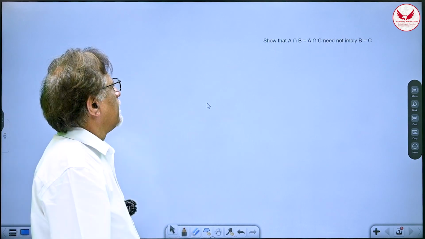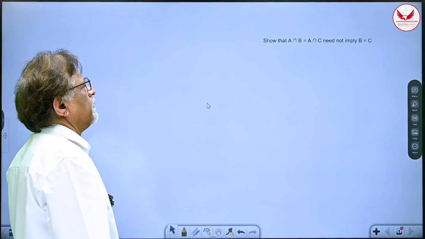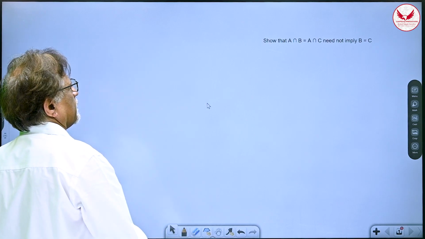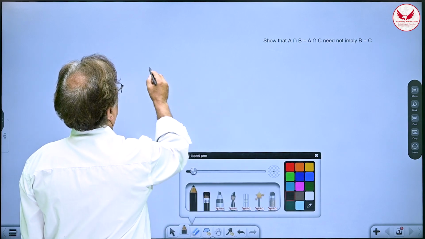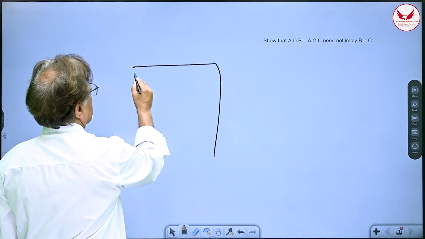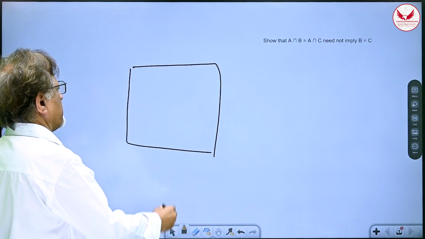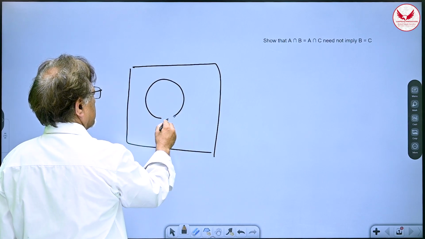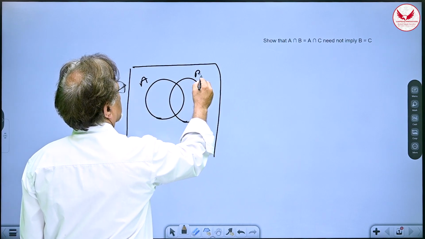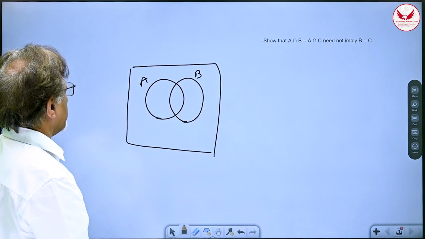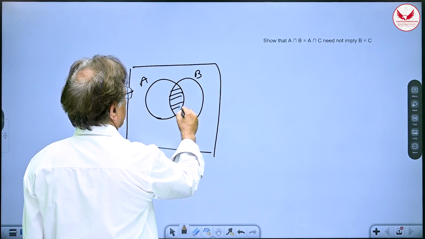A. Show that A intersection B equal to A intersection C need not imply B is equal to C. What does that mean? Suppose this is a universal set. Okay? This is our universal set. Now, A intersection B, so this is A. And this is B. And the intersection part is this one. Right? So this is the intersection.